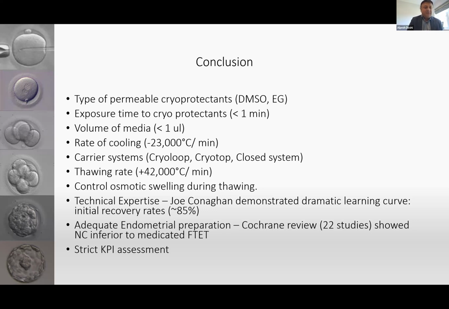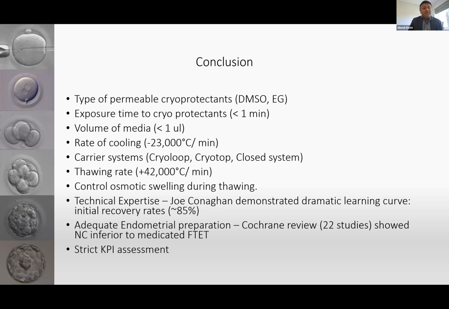The volume of the media in which your embryo is sitting and released onto your carrier is again less than 1 microliter. This is very important. The rate of cooling is very crucial, one of the most crucial aspects. The carrier systems, again, can be questioned or debated whether you want to use an open system or a closed system. With the open system, the risk is that theoretically you can have cross-contamination, specifically in this era, we're talking about viruses and bacterial contamination. So theoretically, there is that risk that there could be cross-contamination within the liquid nitrogen phase. Whereas if you're using a closed system, that gives you that added layer of protection.